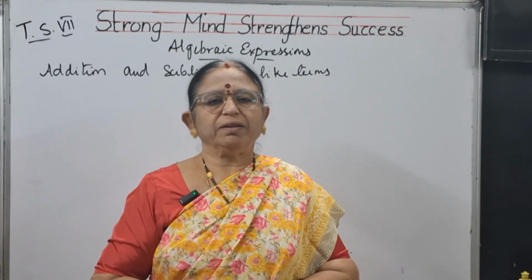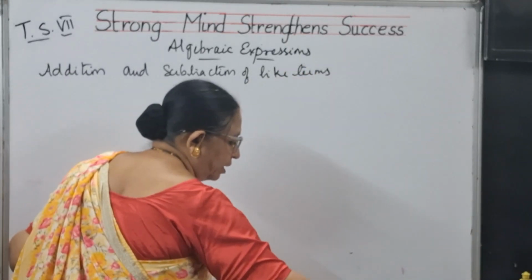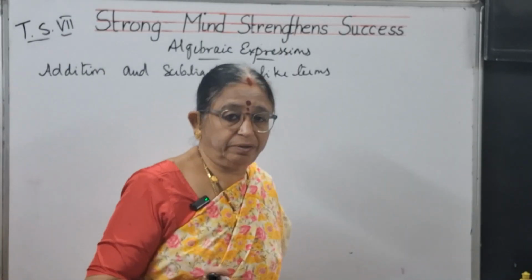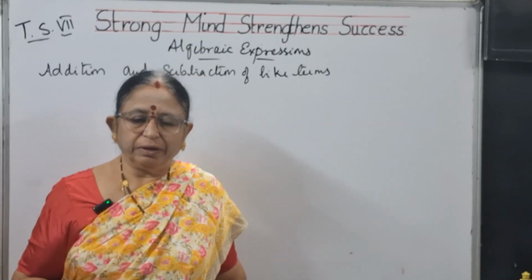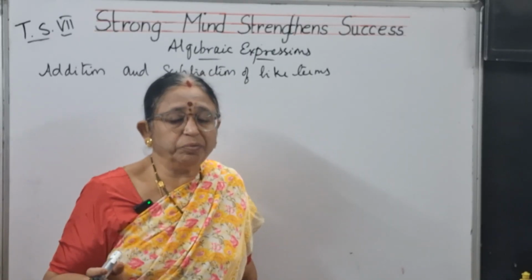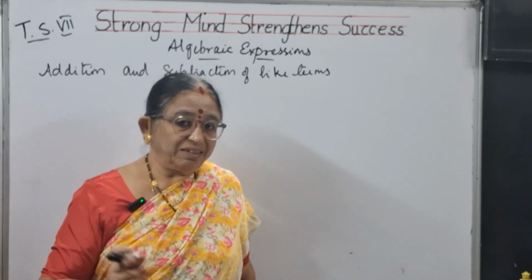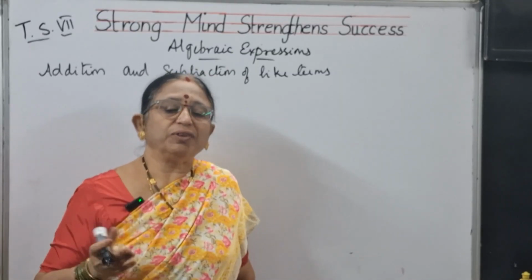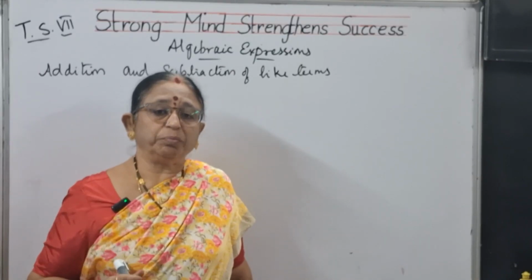Now I am dealing with 7th class algebraic expressions, that is addition and subtraction of like terms. I have already explained what like terms and unlike terms are. Like terms have the same variable with the same power. Unlike terms don't have the same variables. Sometimes even if they have the same variables, the powers may differ. So suppose you have x in one term and x square in another term, we cannot consider them as like terms. In this way, we can identify whether they are like terms or unlike terms. I have explained it in detail in the previous video.